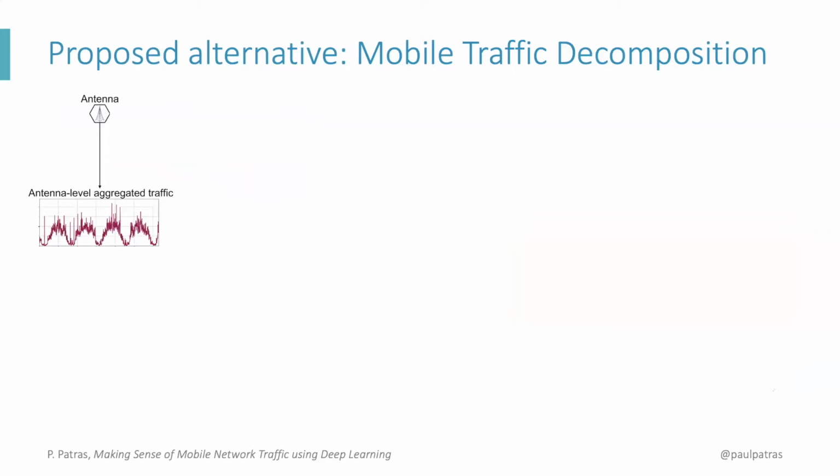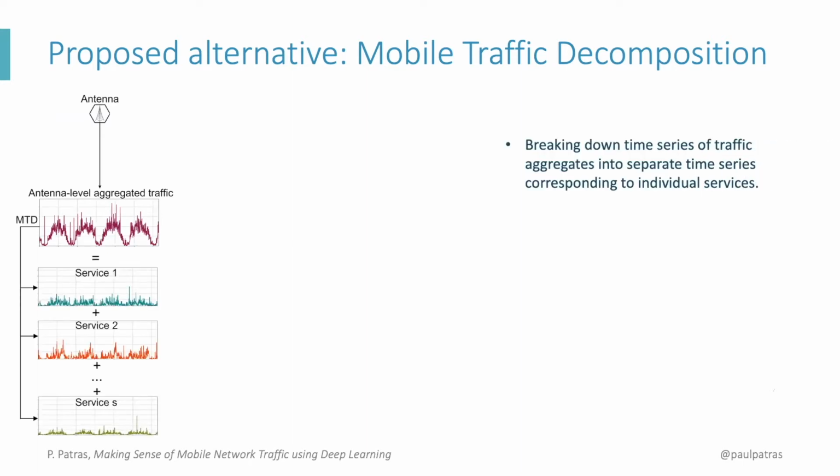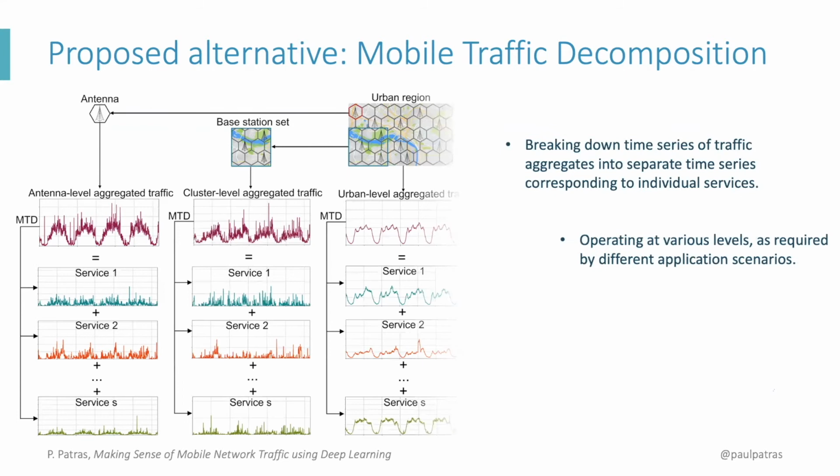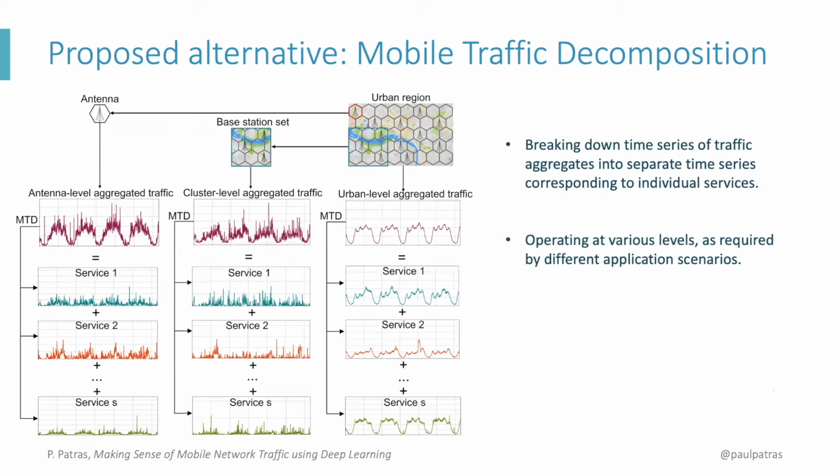So what we have been working on with my team is this new concept called mobile traffic decomposition. We were saying, what if we look at time series of aggregated traffic streams at different levels in the network, and try to see whether we can use deep learning to decompose those aggregates into time series that correspond to the different services that make up those aggregates. So of course, depending on the application, you would like to do this at different network levels. Maybe you have applications that require low latency, you do it at the level of antenna, but that probably requires a lot of computation.